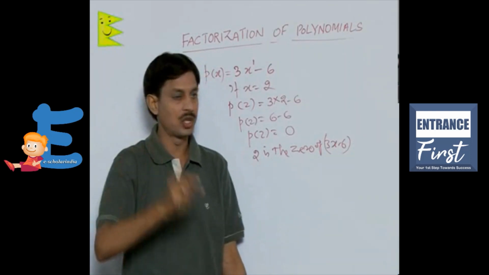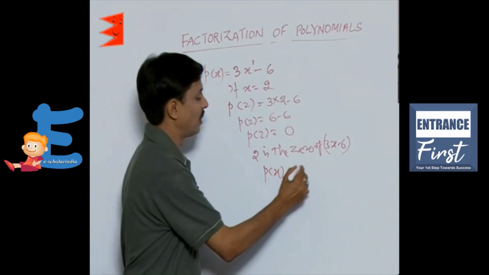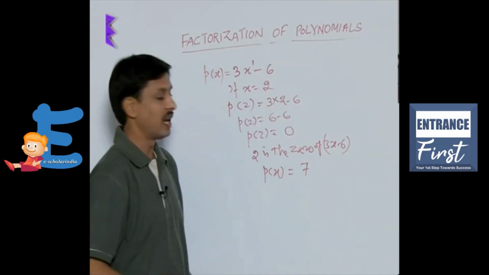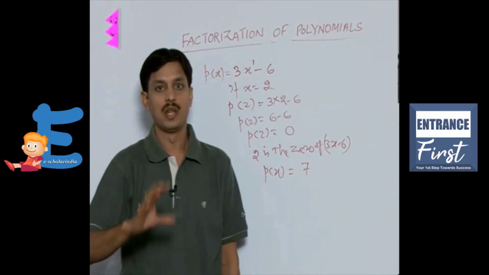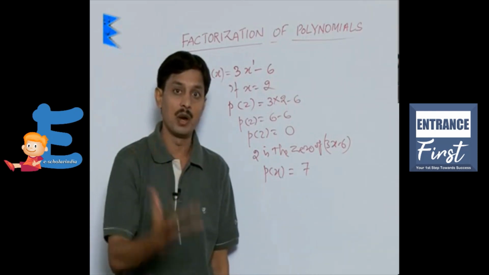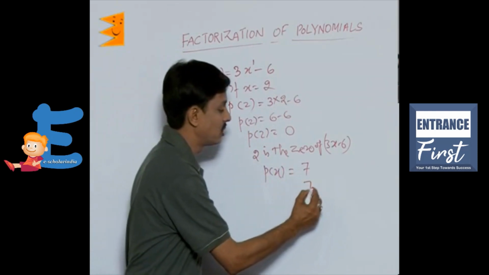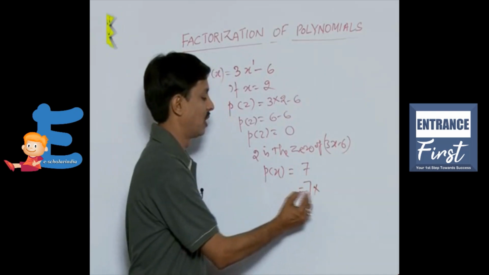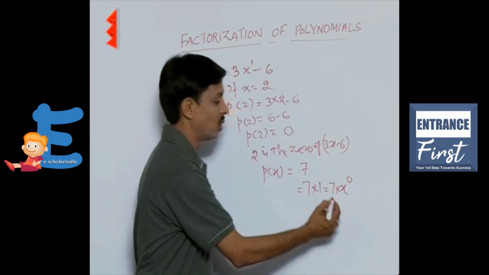If there is a constant polynomial, suppose p(x) is 7, and I ask you to find its zeros, it is not possible to find even a single zero because it is a constant polynomial. Its degree is 0, because 7 can be written as 7 into x raised to the power 0.